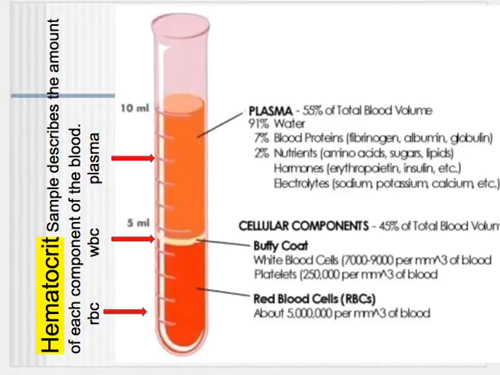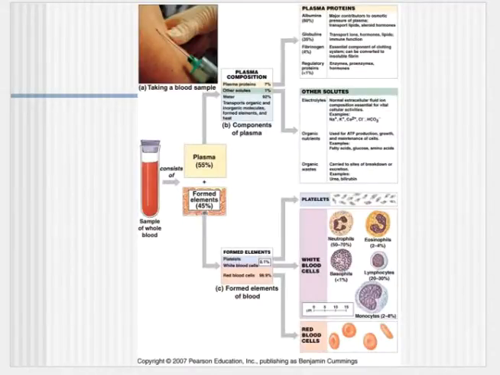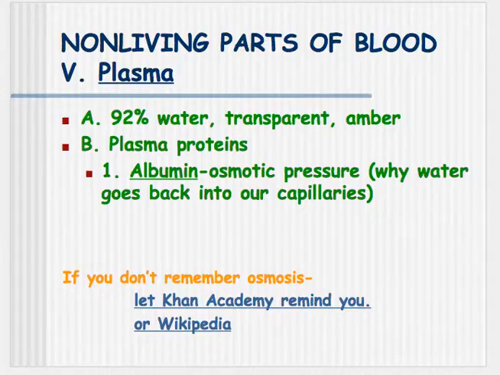So talking about these things, I want you to remember that the blood plasma can be divided into 2 things, the plasma proteins and then other solutes. Okay, so these are going to be the non-living parts of blood, and this here is where you want to start writing. The non-living parts of blood, 92% water, and then we have albumin, which is one of those plasma proteins, and albumin is responsible for regulating osmotic pressure. So this is why water goes back into our capillaries.